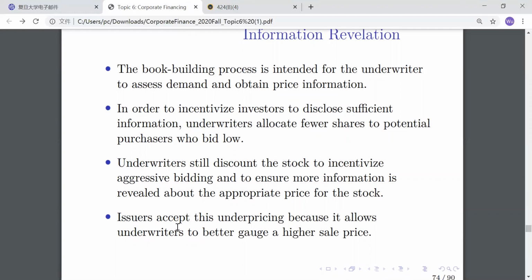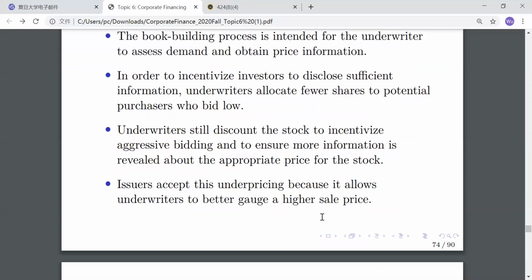It allows the underwriters to better gauge a higher sale price. So that's also one of the compensations for the underwriter. Because if the underwriter priced the stock at a lower price, and then finally there's a first day positive return and the price goes up, then it is also easier for the underwriter to sell all of the shares to other investors.